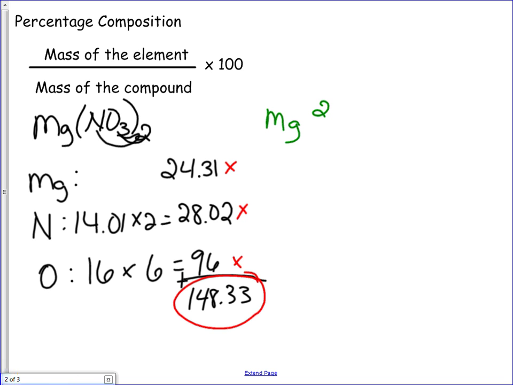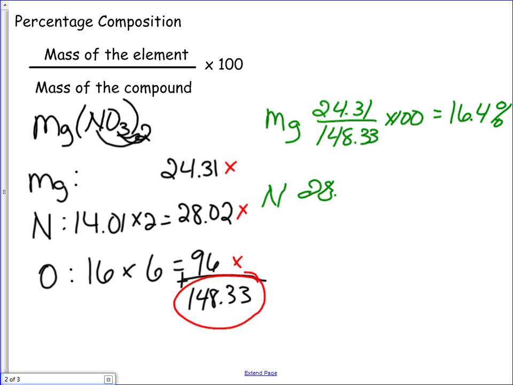Magnesium, we have 24.31 divided by 148.33 times 100. This gives me 16.4%. And then nitrogen, we have 28.02 divided by 148.33 times 100 equals 18.9%.